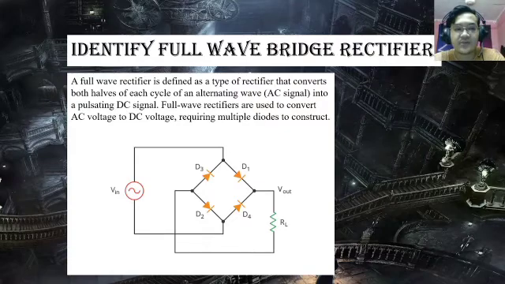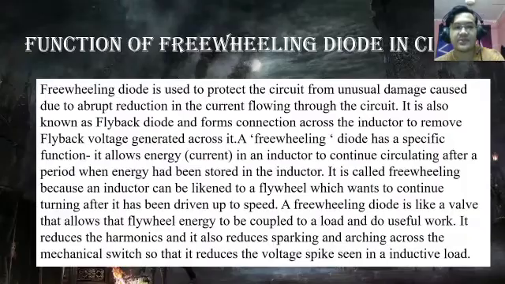A full wave rectifier is defined as the type of rectifier that converts both halves of each cycle of an alternating wave AC signal into a pulsating DC signal. Full wave rectifiers are used to convert AC voltage to DC voltage, requiring multiple diodes to construct. We should know that a bridge rectifier and a full wave rectifier are the same thing.